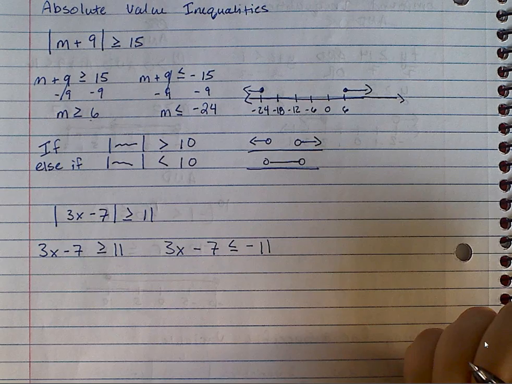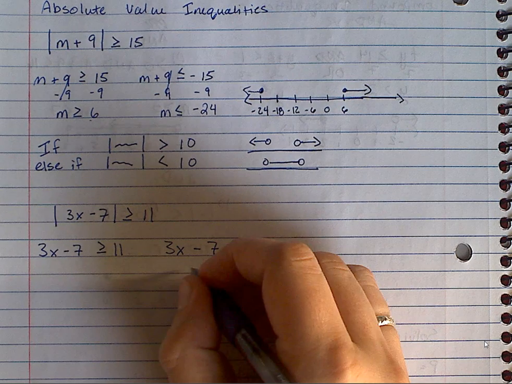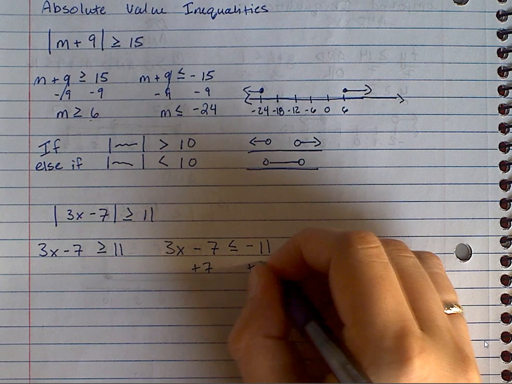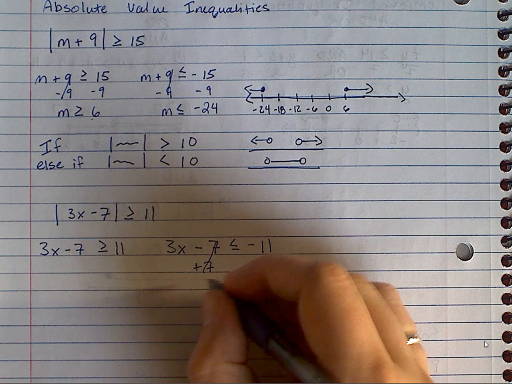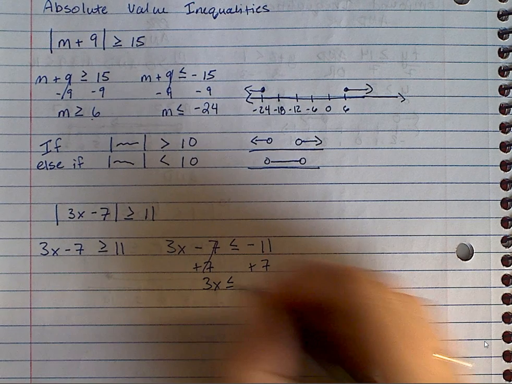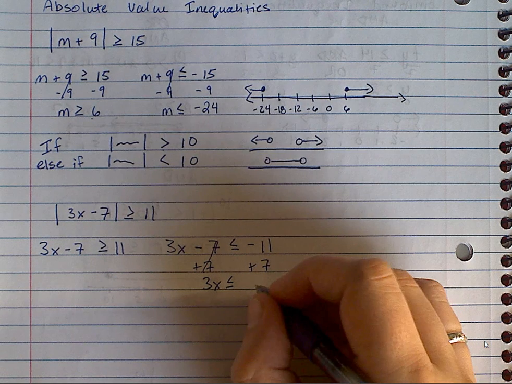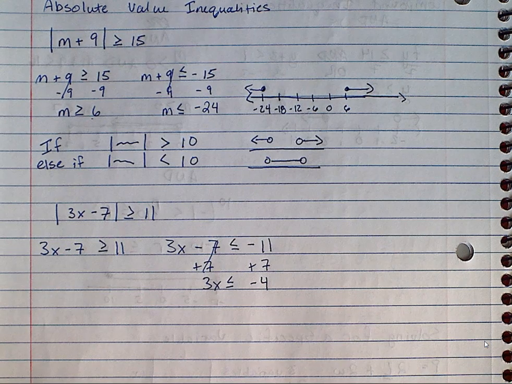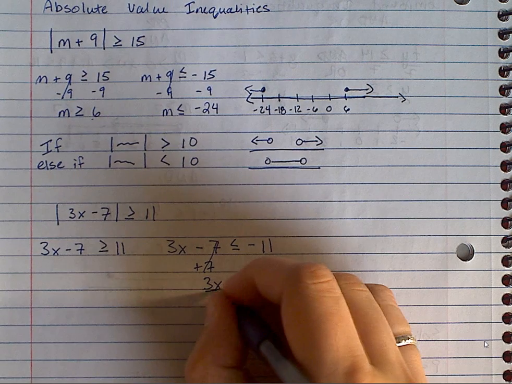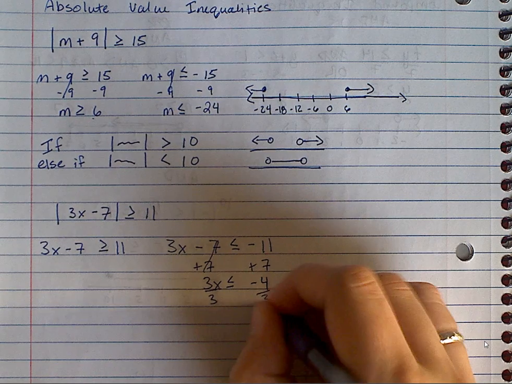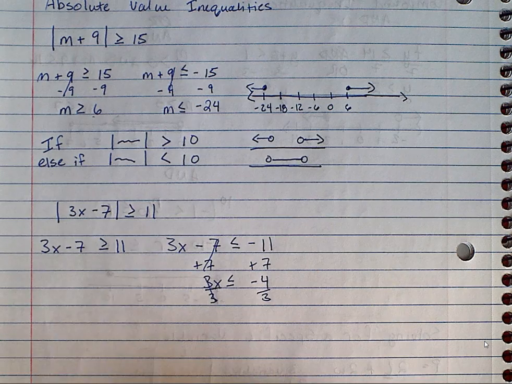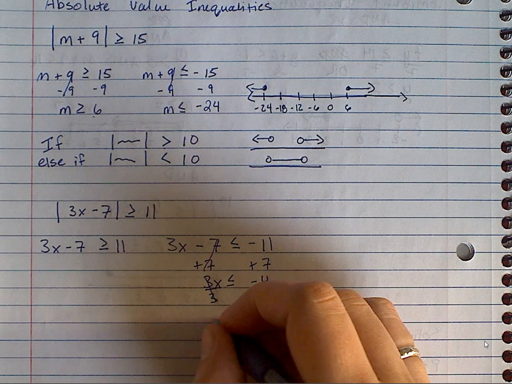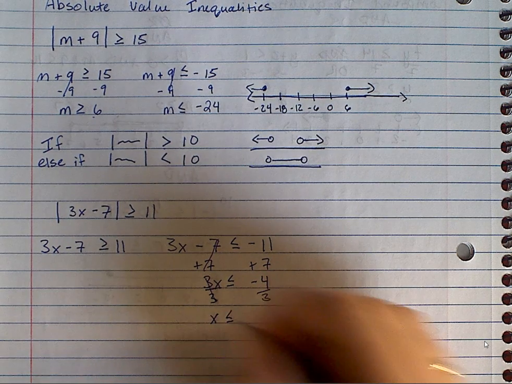You add 7 to both sides. Yeah. So what do I write down after I add 7 to both sides? 3x is less than or equal to negative 4. Perfect. What next? You have to divide both sides by 3. So I divide by 3, and what do I write on my next line? X is less than or equal to 7.5.